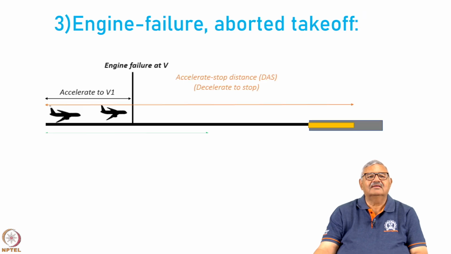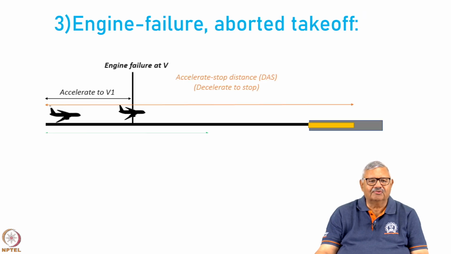The next case is when the aircraft starts rolling, again it reaches decision speed V1, at which the pilot detects one of the engines to have failed, and now the pilot decides that it will be better to decelerate to stop.